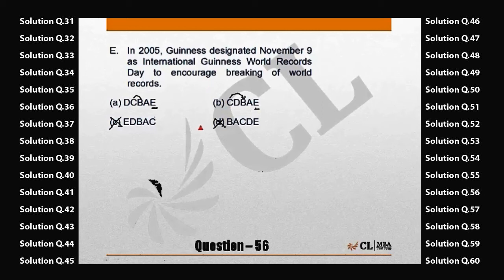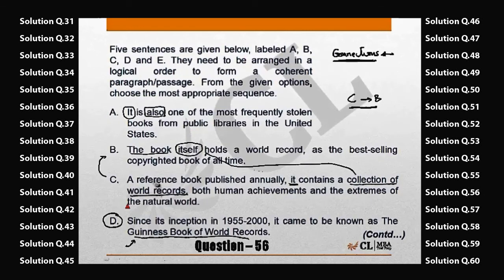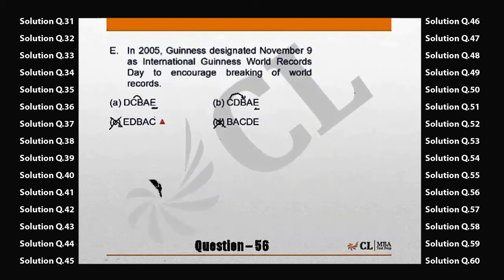Okay, let's look at any other connection. Now very clearly, since it is ending with E, it has to start with D. Because there's an "it," I have to introduce the Guinness Book of Records and then go. So D will come before C. The only option now is A. The right answer choice is A. So make connections first and then eliminate.